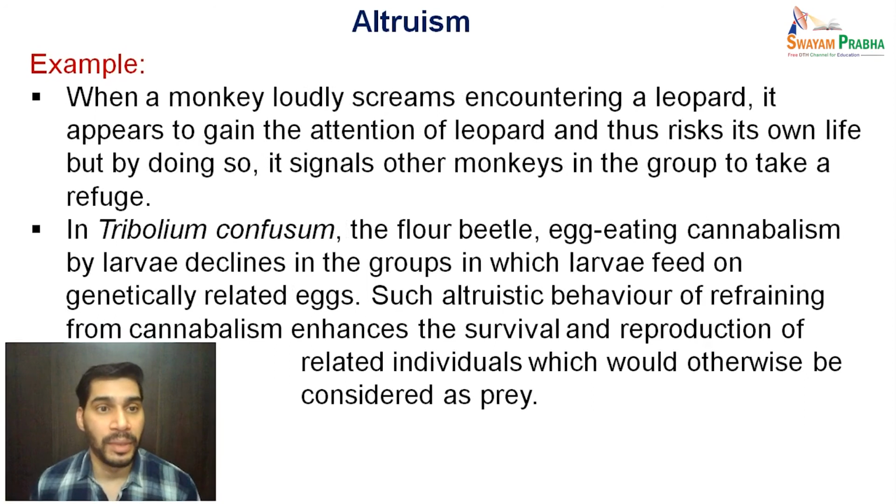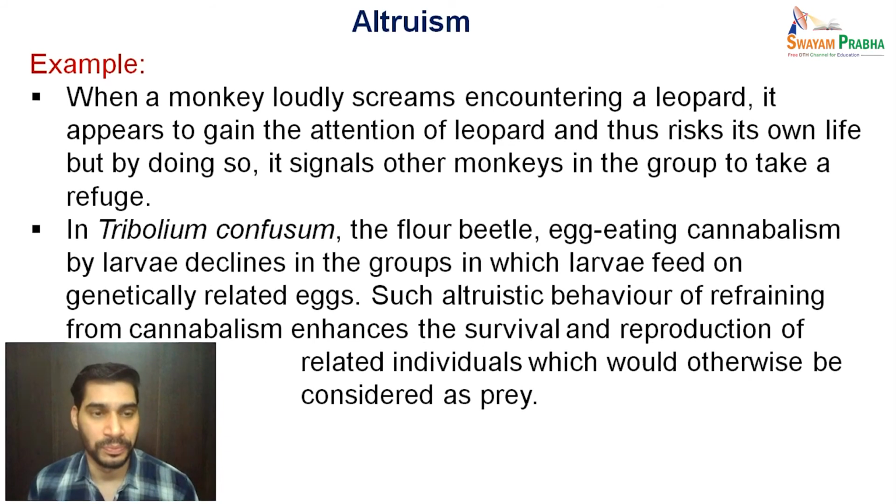For example, when a monkey loudly screams encountering a leopard, it appears to gain the attention of the leopard and thus risk its own life. But by doing so, it signals other monkeys in the group to take refuge. So at first sight, when a monkey screams on seeing a leopard, we believe that it is getting the attention of the leopard and thus putting its own life at risk. But in fact, it is actually giving signals to other monkeys in the group so that they can take refuge.